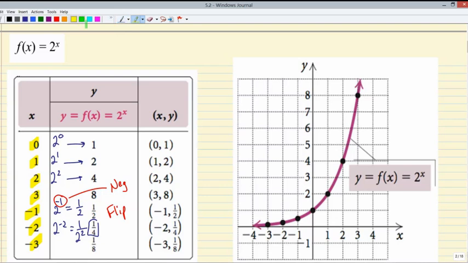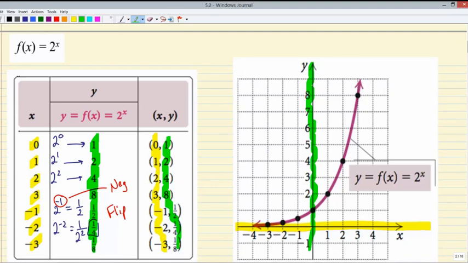What this creates is a list of y coordinates. You can then take your x coordinates and your y coordinates and put them together as ordered pairs. And then you can graph your x coordinates on the x-axis, you can graph your y coordinates on the y-axis, and you create a graph like this. So this is the graph of 2 to the x power.